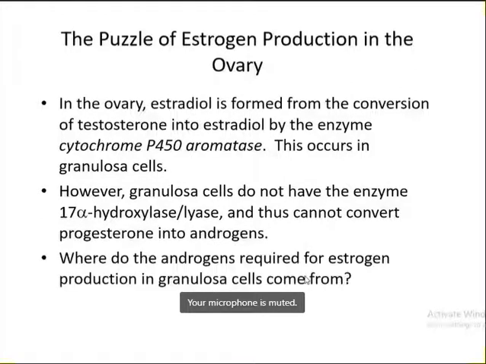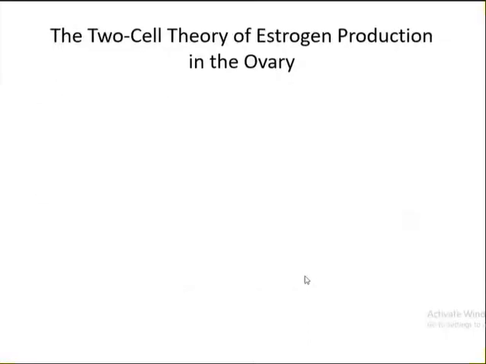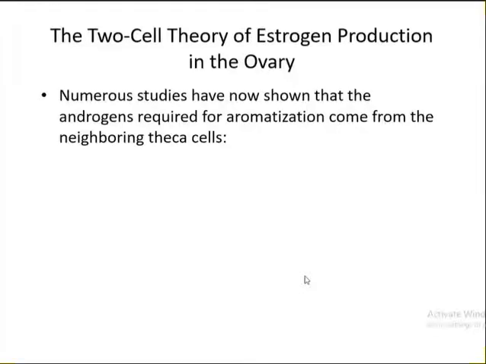The two-cell theory of estrogen production in the ovary. Now, it can be asked in the Viva also. Remember, numerous studies have shown that the androgens required for aromatization come from the neighboring theca cells. See, a very puzzling point: neighboring theca cells.